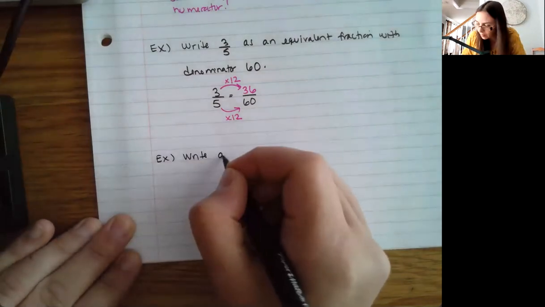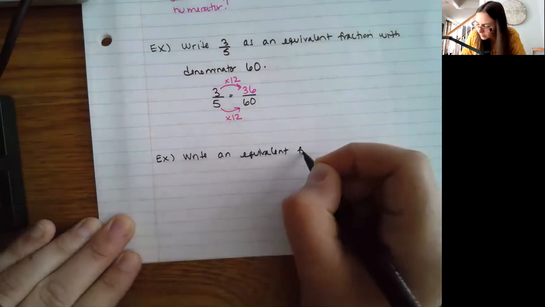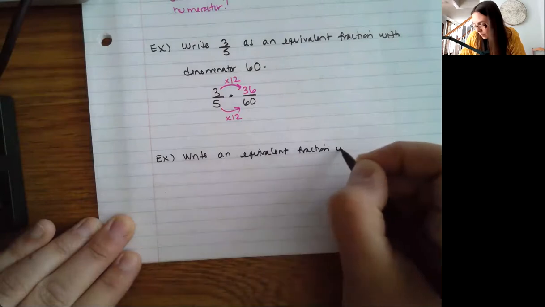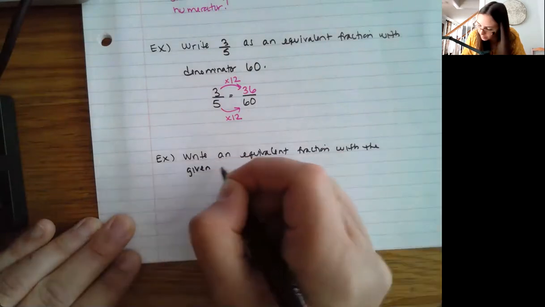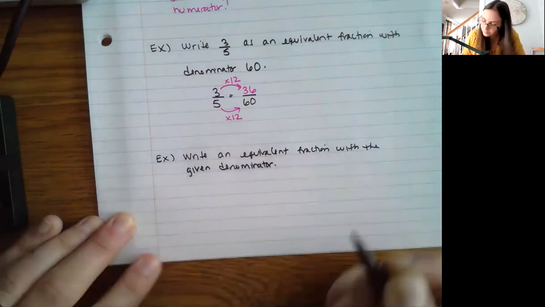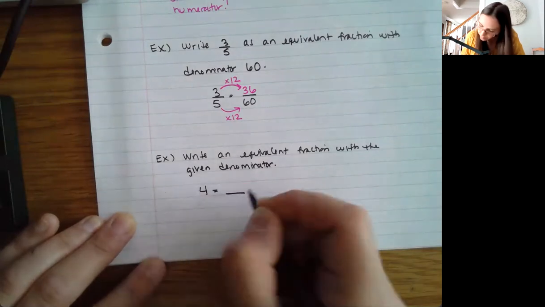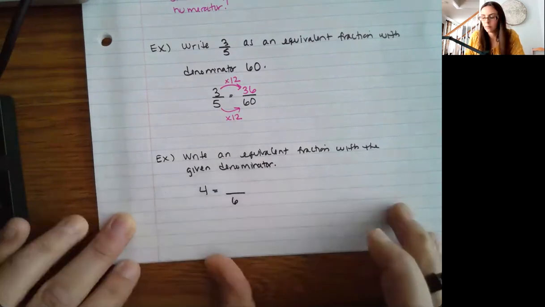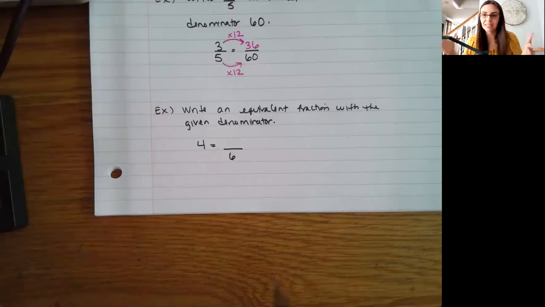Right? An equivalent fraction with the given denominator. All right, so this one's a little tricky now. So how do we change that whole number of 4 into something with a denominator of 6?